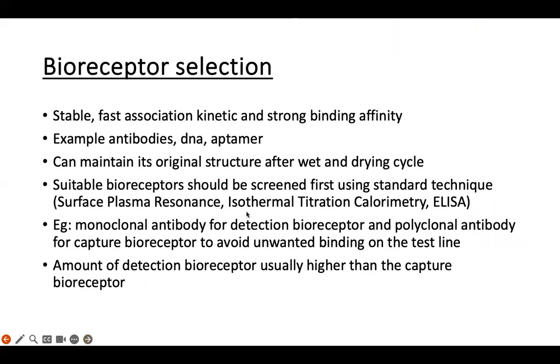Any bioreceptor will do as long as it can maintain its original structure after the wet and drying cycle, because we need to employ it on the cellulose pad. So let's say if we put the aptamer, the DNA there, you have to make sure that it maintains the original structure. If the structure is damaged, then you cannot use that as the bioreceptor. So suitable bioreceptors should be screened first.